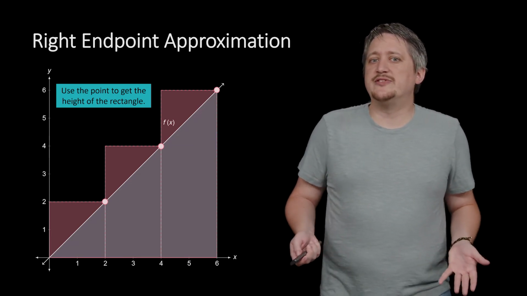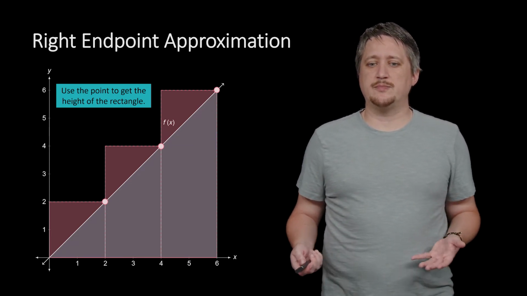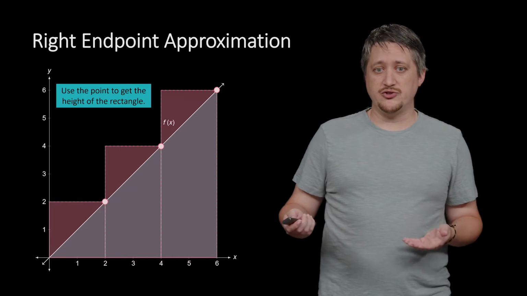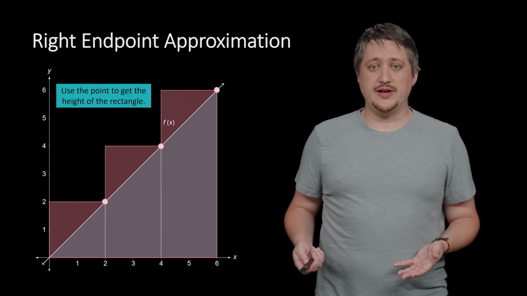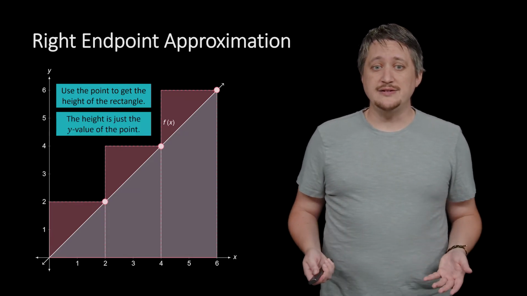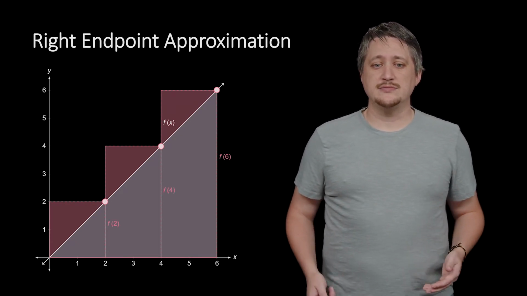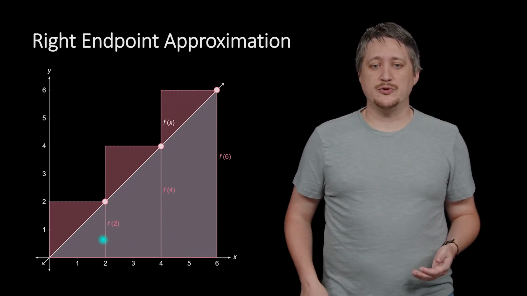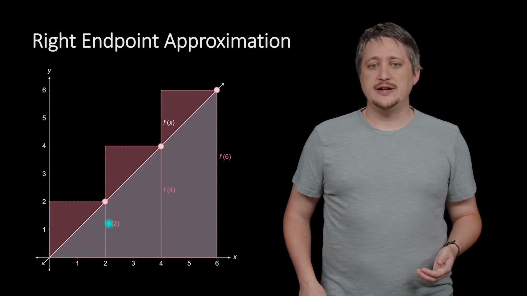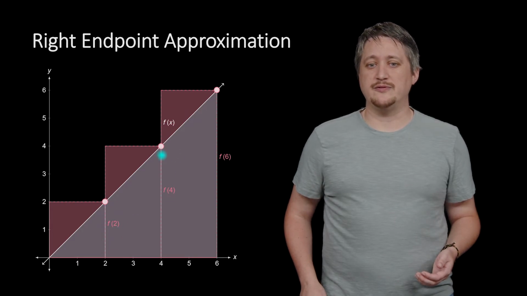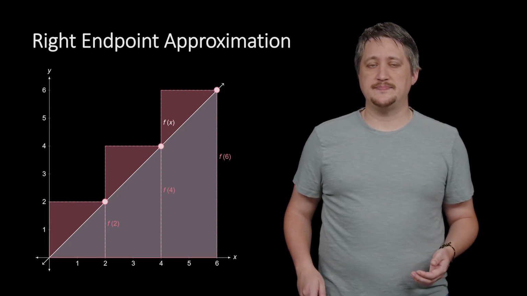But those points are points on the curve, in particular points on the function f of x at certain x values. So the height is just the y value of that point. If we look at this one over here, for example, it occurs at an x value of 2, so its height is f of 2. This one's f of 4, this one's f of 6.